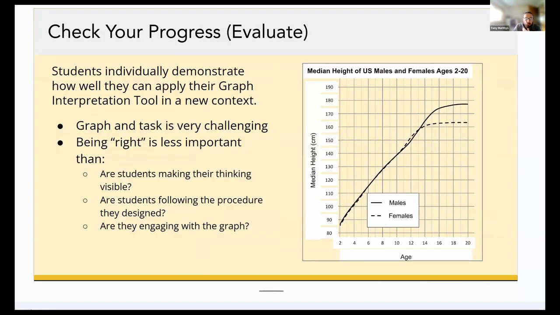And then finally, we get to the Check, which is an admittedly insane task. It uses the growth charts that you might see in a pediatrician's office. And it's very challenging. It's a tough graph. And what we really just want to see is, are students going to be able to use those tools to engage with this graph, or are they just going to shut down? And we got really excited in piloting because we saw some test results, or some of the feedback that we got from students on the next slide.